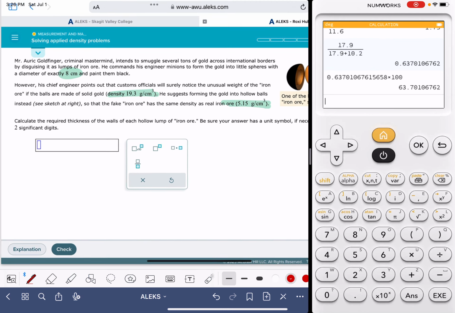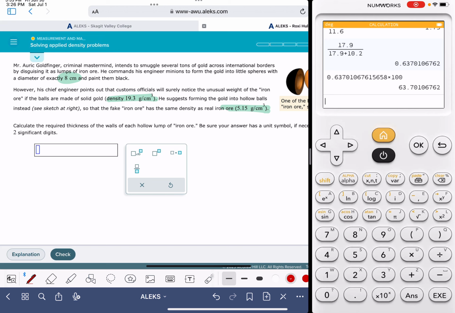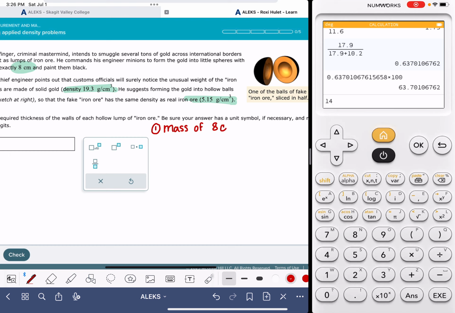So the way that I would go about solving this particular problem is that I would begin by calculating the mass of the sphere. 8 centimeters is its diameter. The mass of an 8 centimeter diameter sphere if it was made of solid gold. So I'm going to figure that out first. And then I'm going to calculate the mass of that same sphere, 8 centimeters diameter, if it was made out of solid iron.